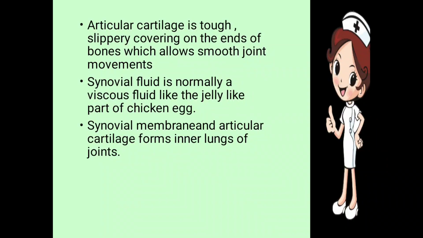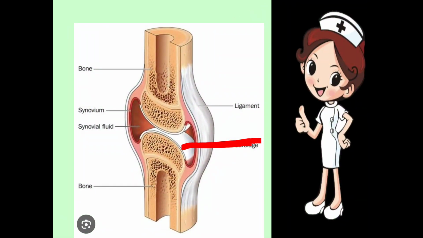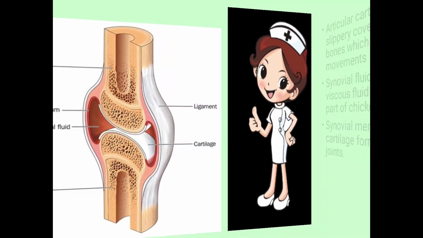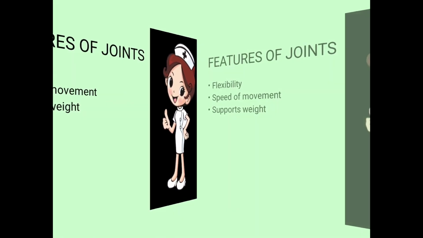Next one, synovial fluid is normally a viscous fluid like the jelly part of a chicken egg. It is a thick fluid which looks like jelly, or you can say it looks like a part of a chicken egg. The synovial membrane and the articular cartilage form the inner linings of the joints. Both of them form the inner lining of the joint, so that the movement of the joint takes place easily. So this was the normal condition.